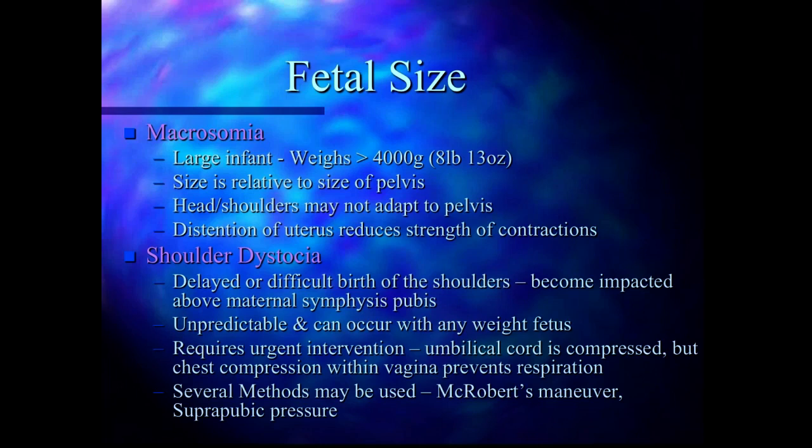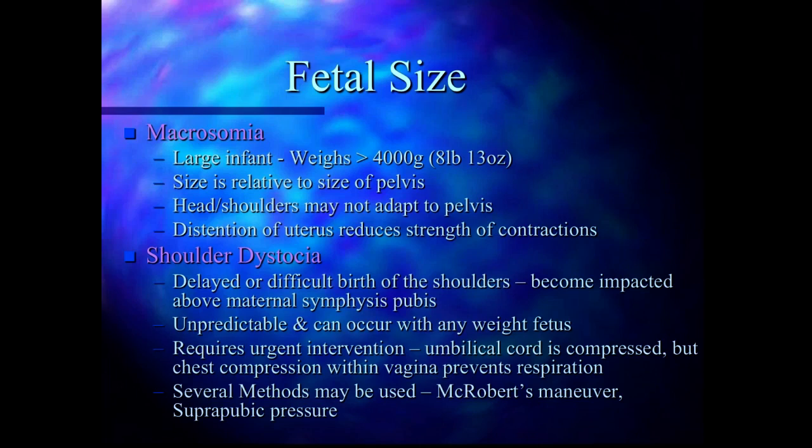So delayed or difficult birth of the shoulders is the definition, and those shoulders become impacted above the maternal symphysis pubis. It's unpredictable, and shoulder dystocia could occur with any weight, with any baby size, but it requires urgent intervention because the umbilical cord is being compressed, and the chest compression within the vagina prevents respiration. So you need to act quickly. And several methods may be used. One is McRoberts maneuver, one is suprapubic pressure.